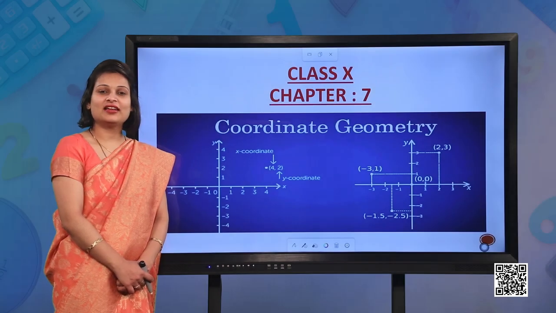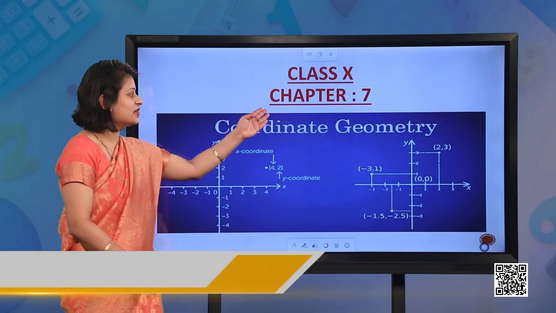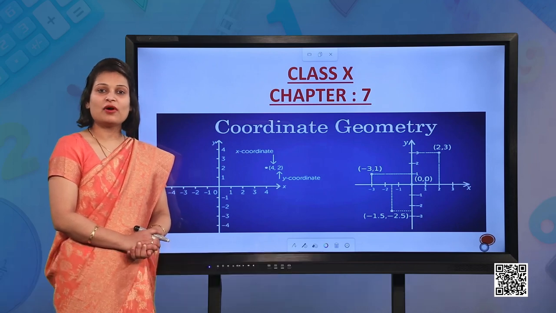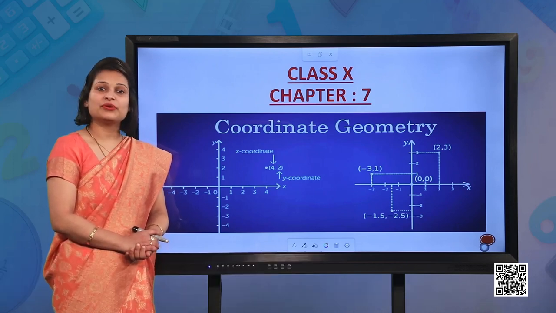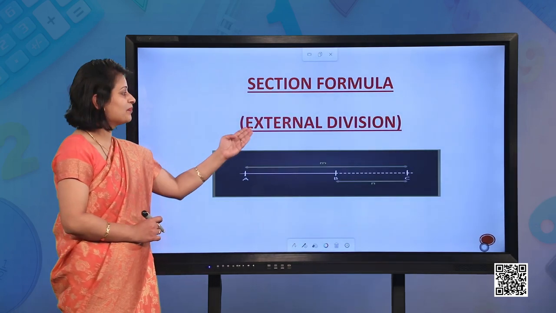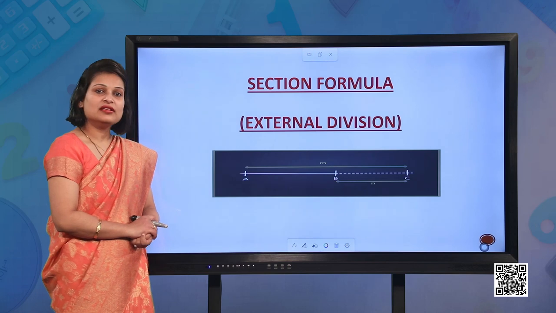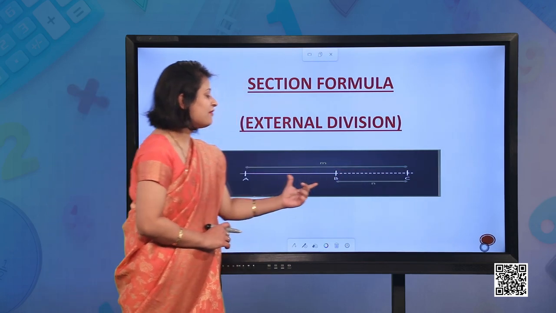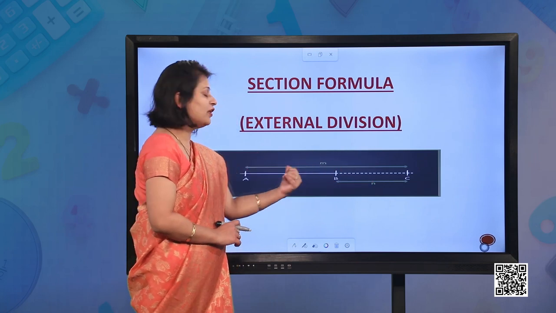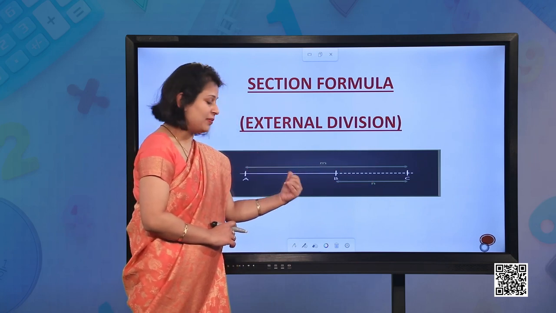Hello students, in the previous session of chapter 7, coordinate geometry, we discussed the section formula for internal division. Today we are going to discuss the section formula for external division. This means the point C will divide the line segment AB from outside. This point will not lie on the line segment AB.